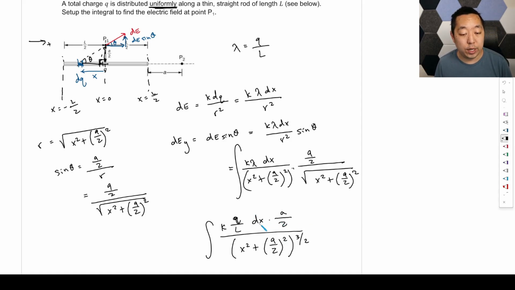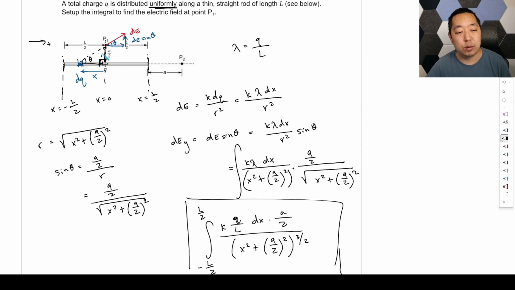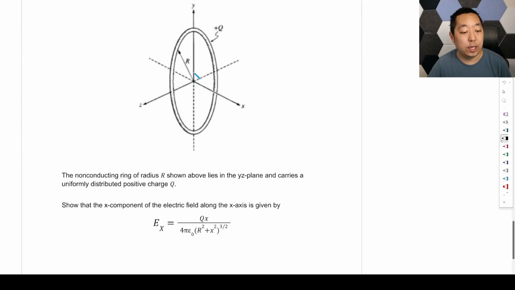And so what does the range of x need to be? We're going to do all the charges from here all the way to here. From negative L over 2 to L over 2. And so that would be the setup of the total electric field in the y direction, and in the x direction, it ought to be 0. You can do this exercise to try to set up for P2. That's probably another problem.